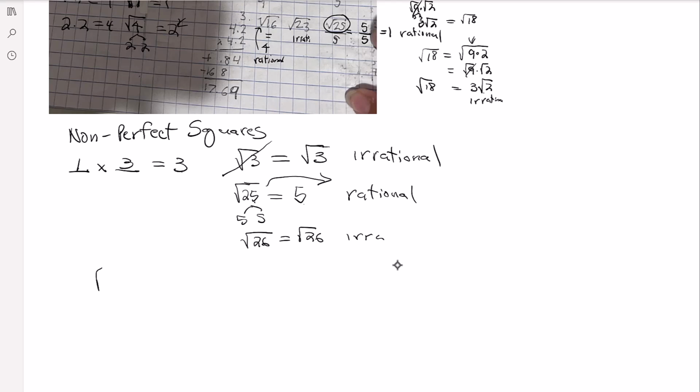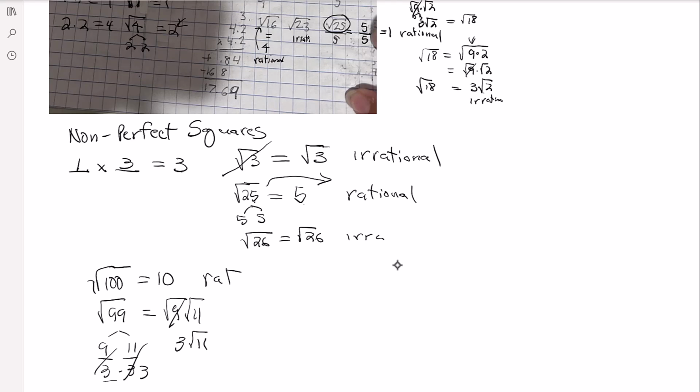You could say the square root of 100 is 10, so that's rational. But the square root of 99, well, there's 9 times 11, and there's 3 times 33, those aren't the same. So we could rewrite it as the square root of 9 times the square root of 11, and the square root of 9 is 3. But because there's a radical involved in the final answer, this is an irrational number.